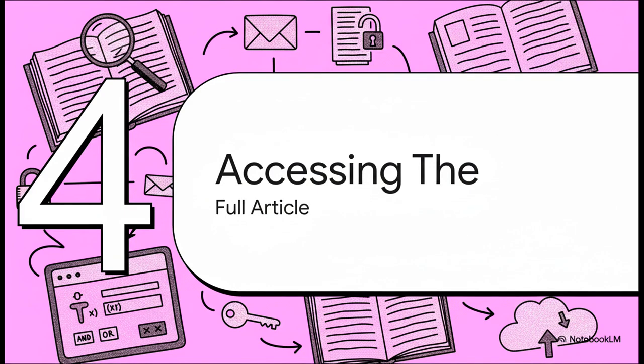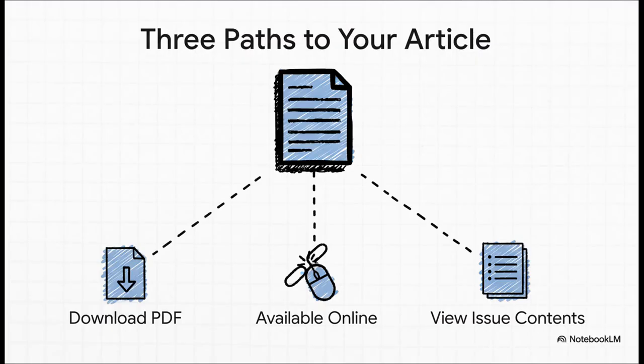All right, you've found a title that looks really promising. Awesome. But now you've got to actually read it. The next step is getting your hands on the full text of that article. So you usually see 3 main ways to get in. The most direct is download PDF. That's the best one. You might also see available online, which will zip you over to a database, or view issue contents, which shows you the journal's whole table of contents.